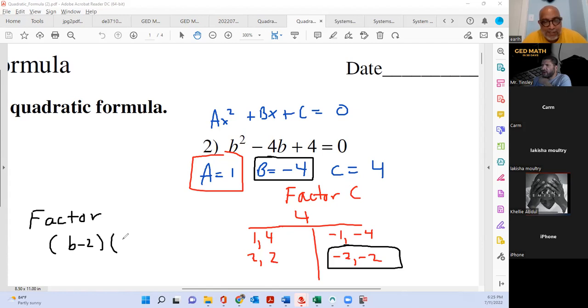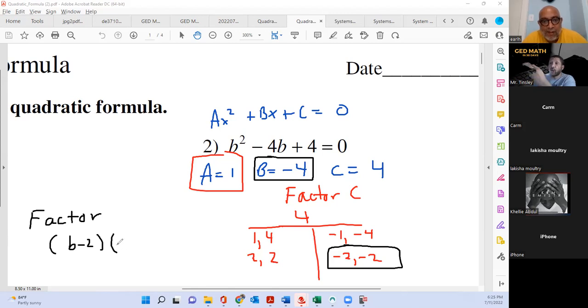What variable are we using? Just B. The only variable that we're using in this equation is B. B squared minus 4B plus 4. The A, B, and C are just notation to identify the coefficients in front of those.